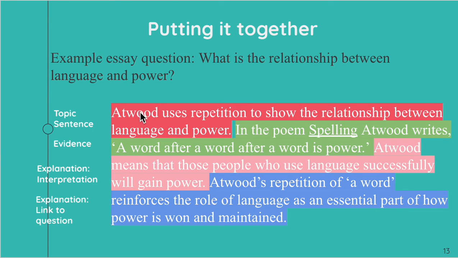So we've got our topic sentence. I've got my evidence sentence. I've got my explanation, the interpretation style sentence here. And then I finally have my link to the question, this type of explanation. And that closes out my paragraph. So this is a nice tight paragraph.